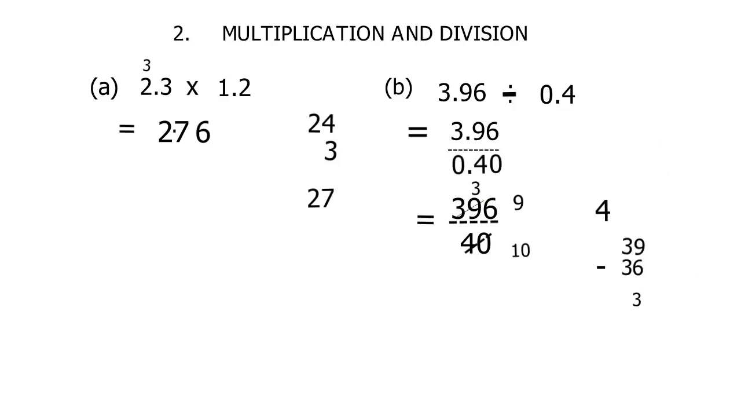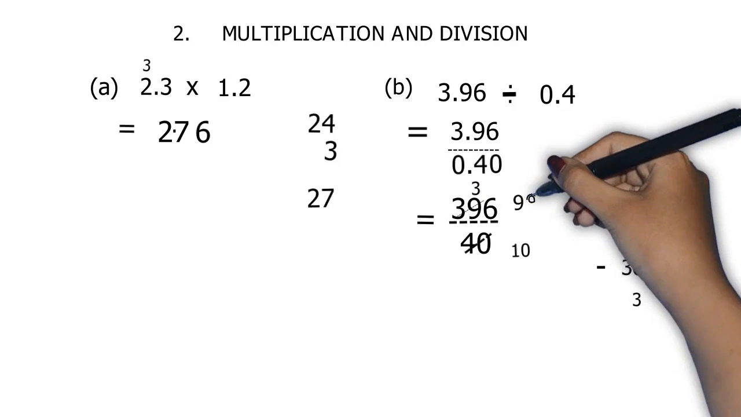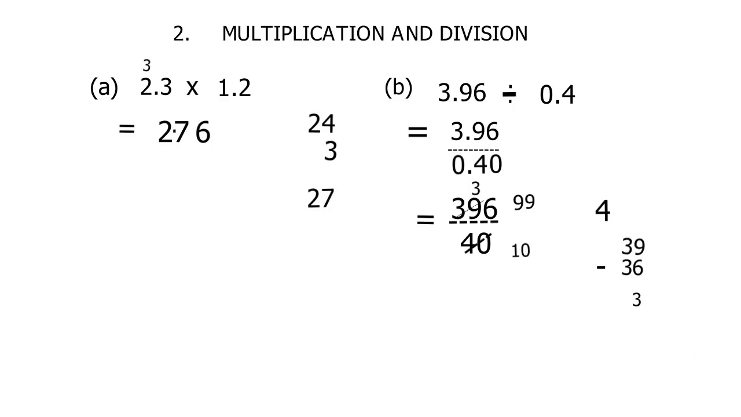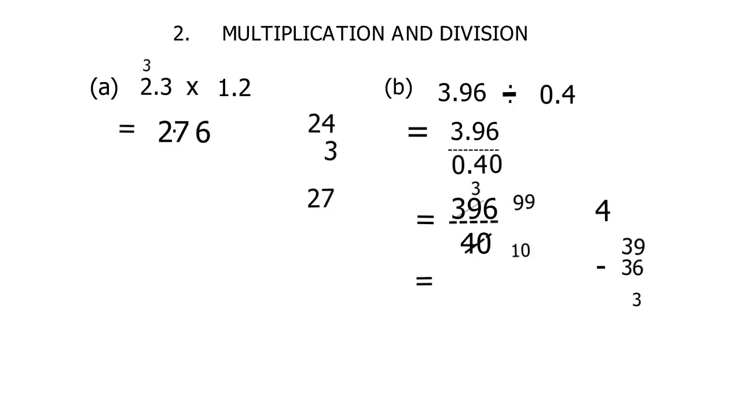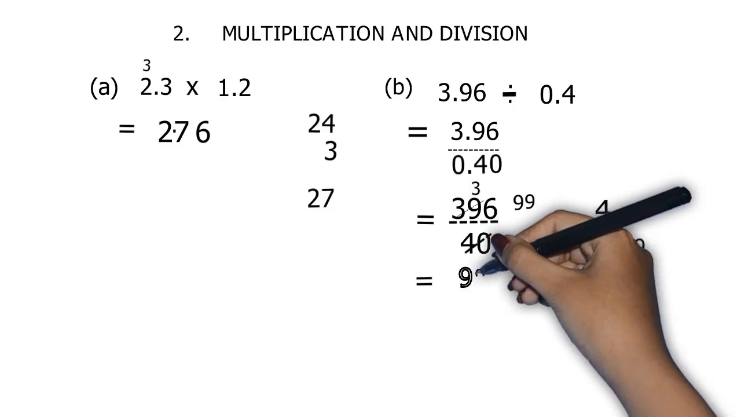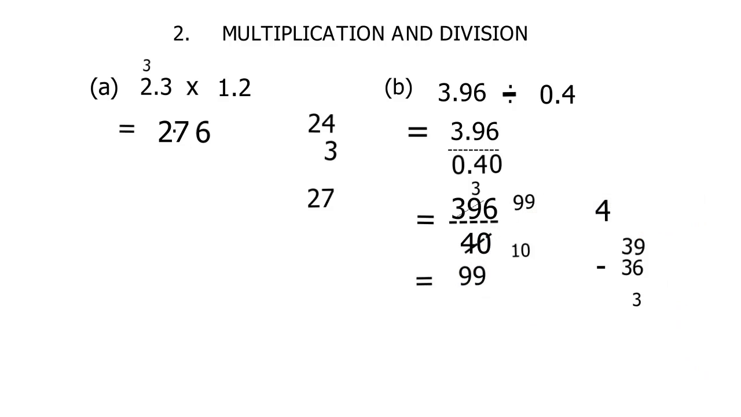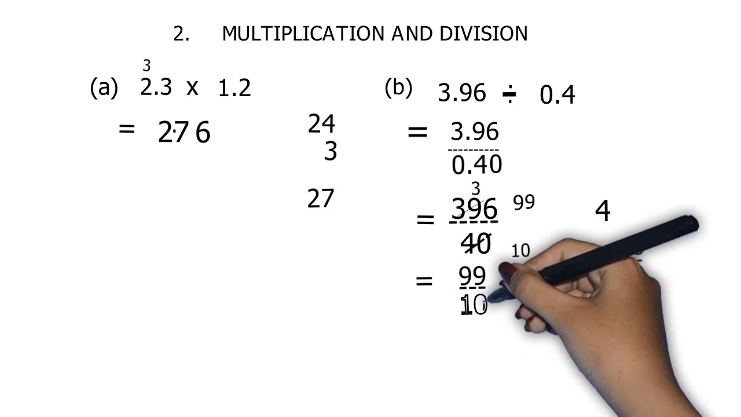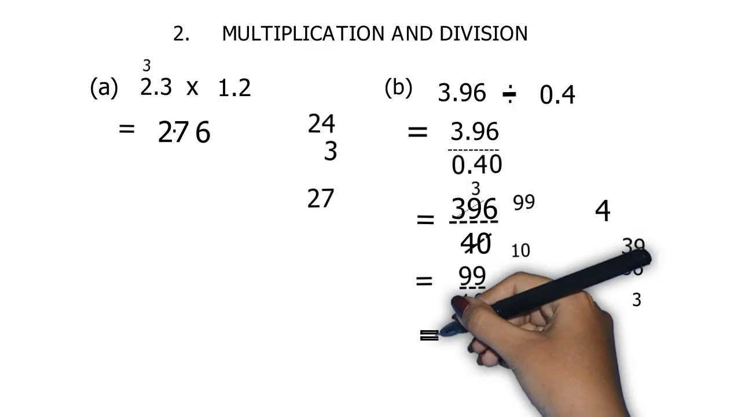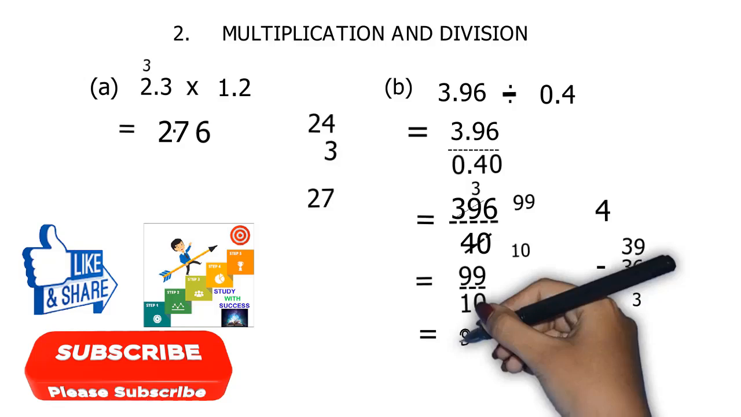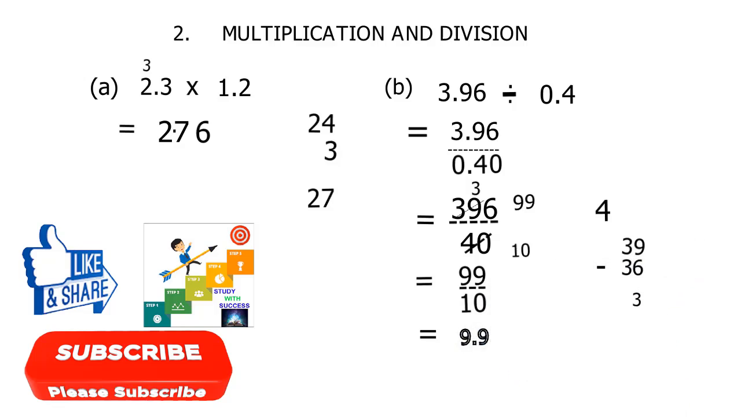Now we have the number 36. We're going to find the number. 4 into 9 is equal to 36. So we get here 99. We get 99 as the numerator divided by 10. Now here we are observing 10, there is one 0. So before one digit we're going to place the decimal, moving from right to left. So 9.9 is the answer.